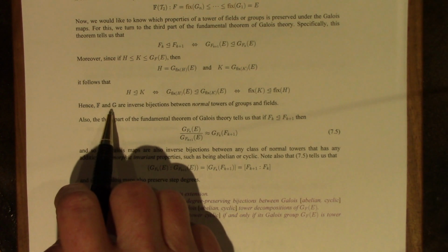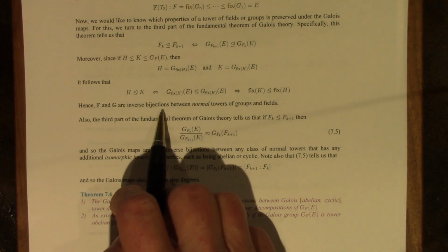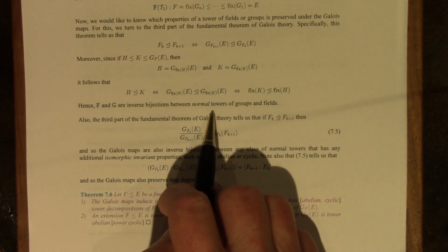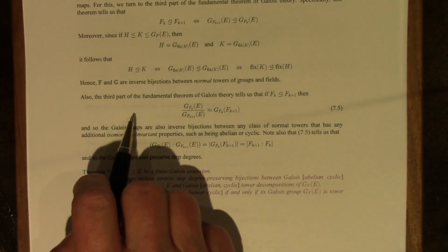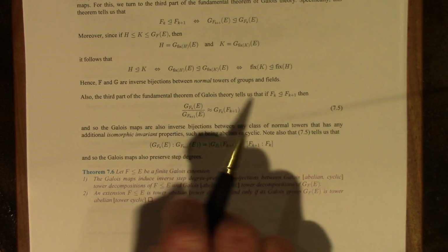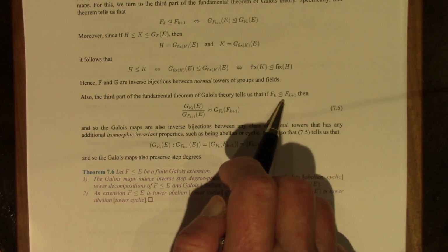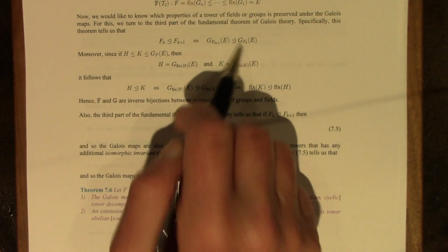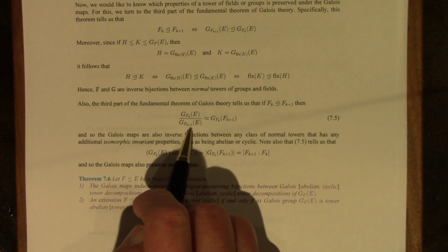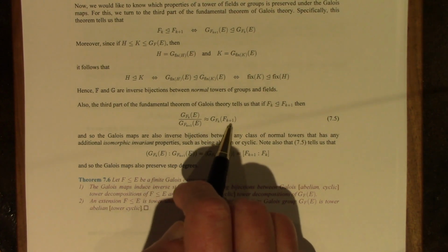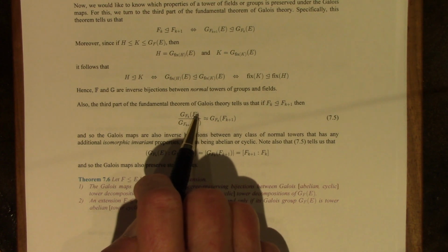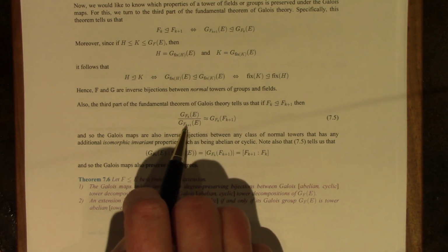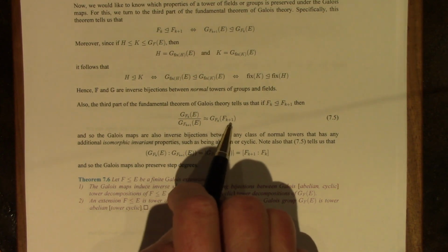So these Galois maps then are inverse bijections between normal towers of groups and fields. They take normal towers to normal towers, and they are inverses of each other. Also, the third part of the fundamental theorem of Galois theory tells us that if this step is normal, so we have normality on both sides, then the quotient group is isomorphic to the Galois group of the step. So this relates the Galois groups of E with various fixed portions to the Galois group of the step.